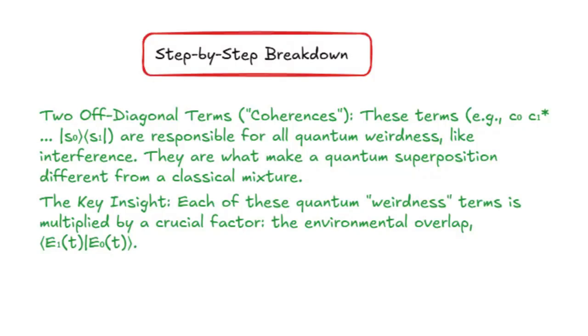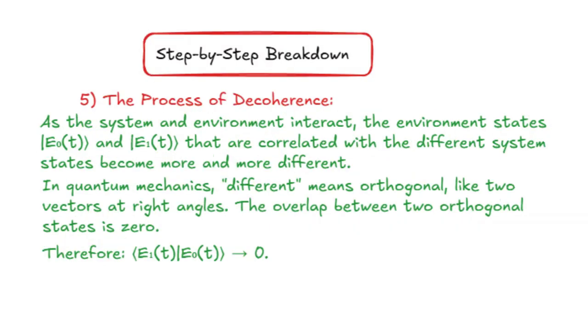The key insight: each of these quantum weirdness terms is multiplied by an important factor called the environmental overlap, spoken as bra E1 of t ket E0 of t. 5. The process of decoherence. As the system and the environment interact, the environment states called E0 of t and E1 of t, which are correlated with the different system states, become more and more different from each other.